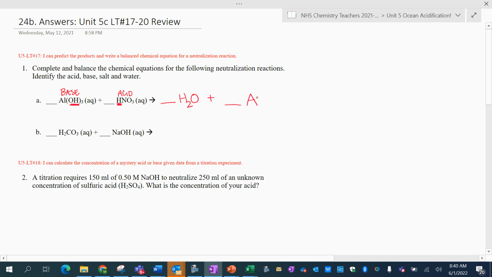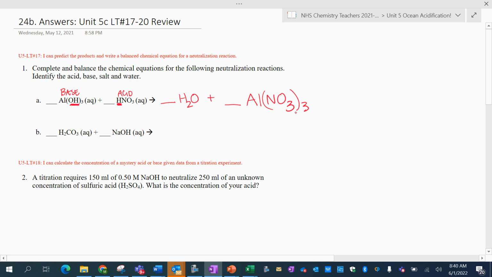I'm also seeing that Al is going to be with the NO3. And I need to check charges. Aluminum's got a +3, and NO3 is a polyatomic ion with a -1. You will have a polyatomic ion chart. So I crisscross the charges, and this makes Al(NO3)3. Now this is not balanced.